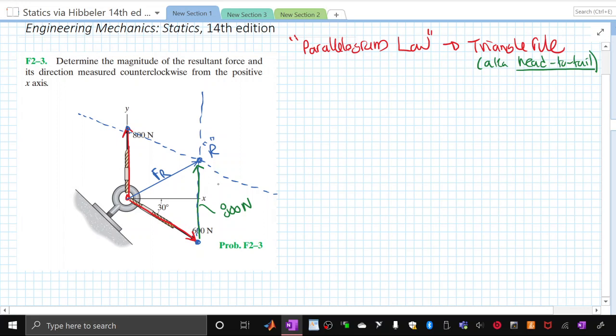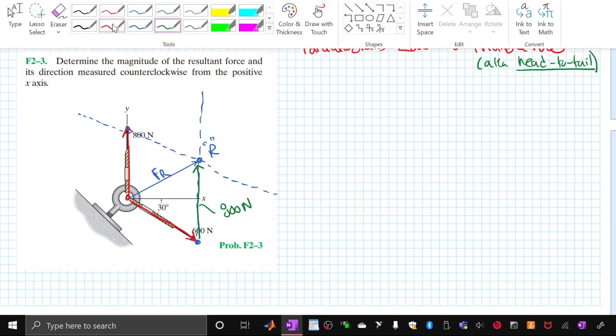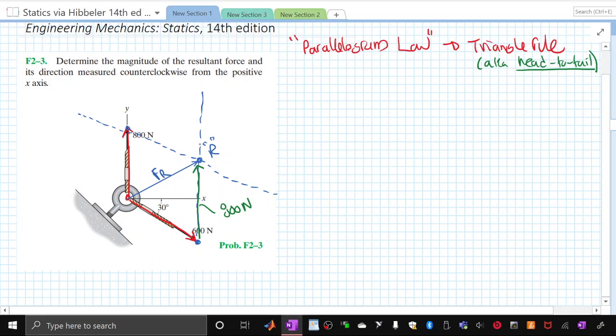Okay. Now in terms of the mechanics, that's it. The actual engineering mechanics stops there. Everything else from now is just geometry and math. Okay, so let's find the magnitude of FR.